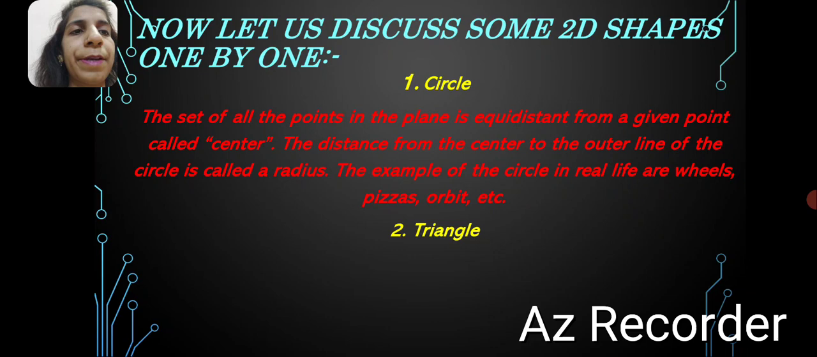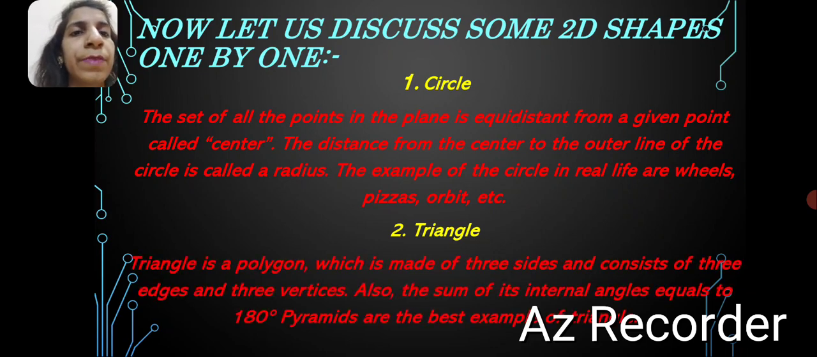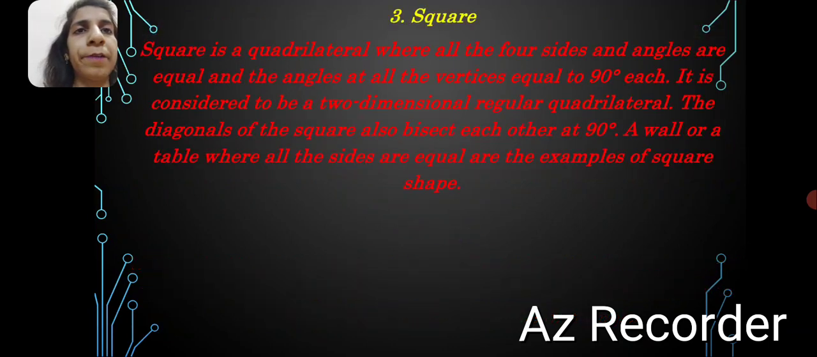The next two-dimensional shape is the triangle. A triangle is a polygon which is made of three sides, consisting of three edges and three vertices. Also, the sum of its internal angles equals 180 degrees. Yes or no? Pyramids are the best example of a triangle. If you know many more examples of any shape, let me know in the comment box.